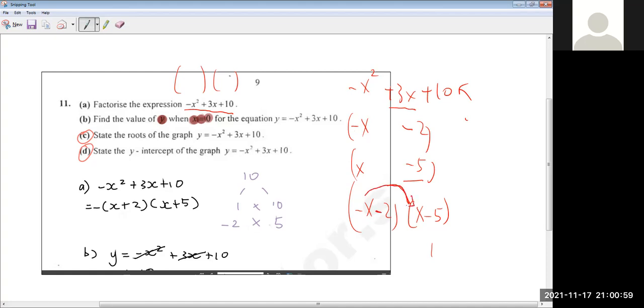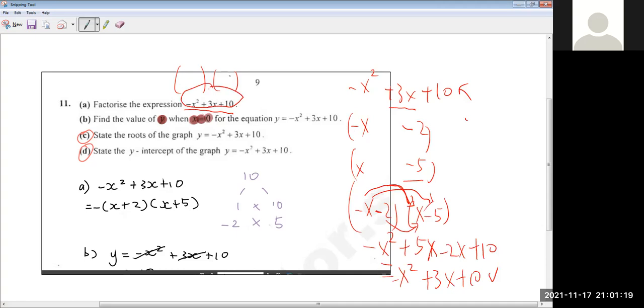So you do the first row, you get minus x squared. Second row, you get plus 5x. Then below, minus 2x. Then plus 10. Then you will see that you end up with minus x squared plus 3x plus 10. And this is exactly the question. So one of the factors is this, and this is the second factor. So let me write it above. I should have minus x minus 2, and x minus 5. So this is my part A.